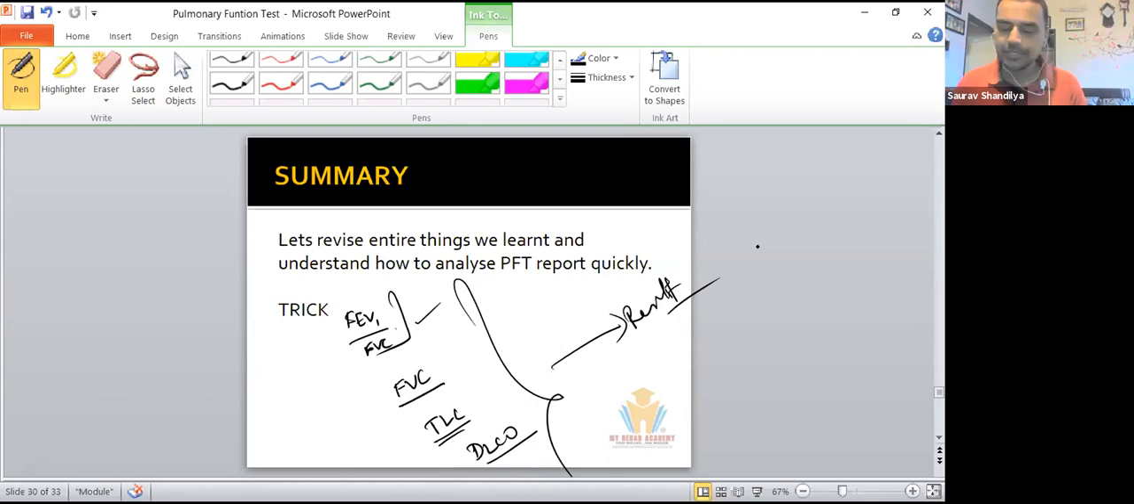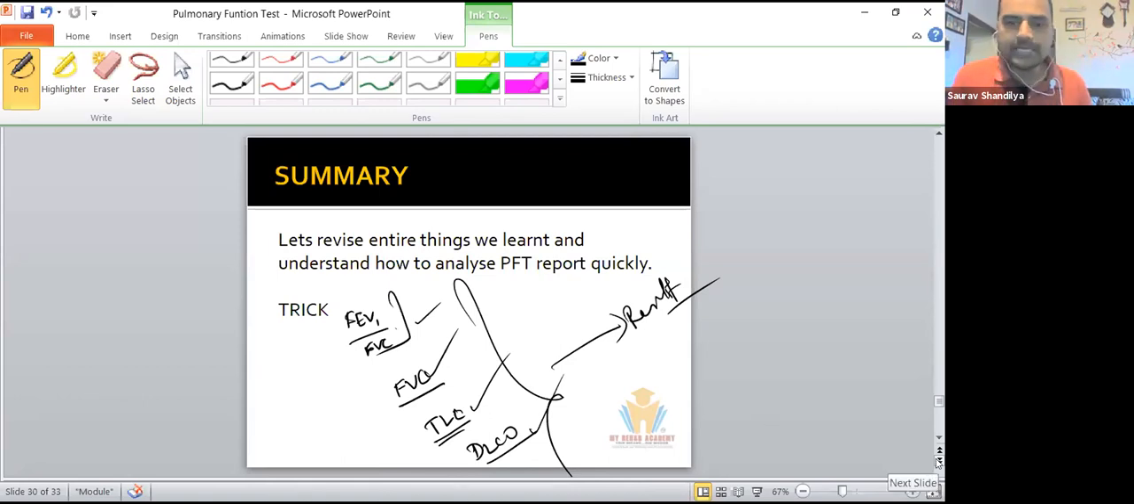Okay. So if you want to read the PFT, the lecture I gave for 1 hour is something to understand. It's nothing to do with reading the report. While reading the report, if you have understood the concept well, go to the FEV1 to FVC ratio. After that, go to the FVC, then go to the TLC, and then go to the DLCO. You'll be able to reach the conclusion the way page number 18 was saying. Page number 18 was all about the algorithm. We will again revise that. That's not a problem. I'm just telling you.